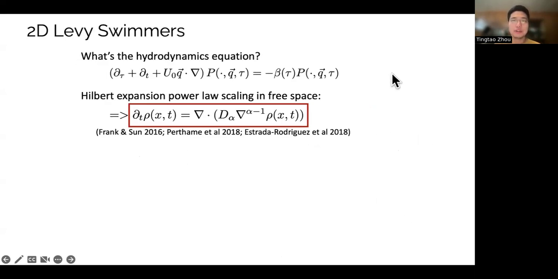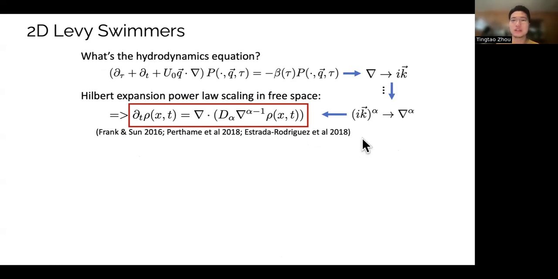So now, what about our Levy swimmers? In principle, we can apply the same Hilbert expansion technique, but now two things are different, right? Basically, we have power law distributed waiting time, and we have boundaries.